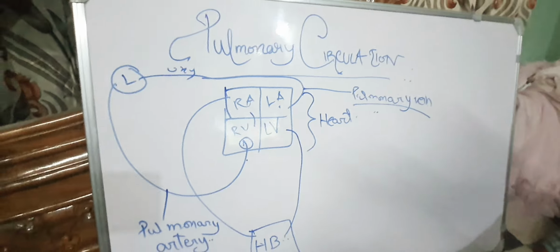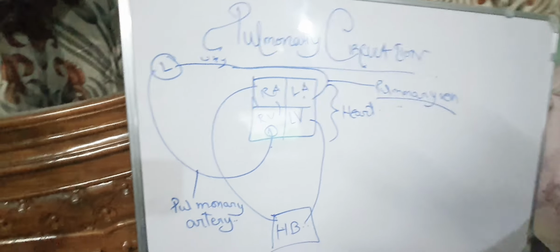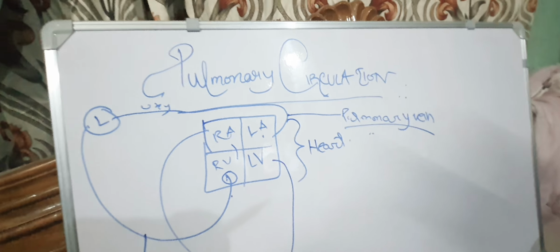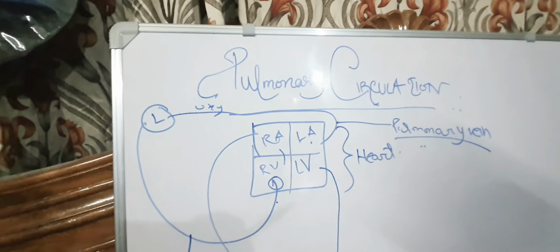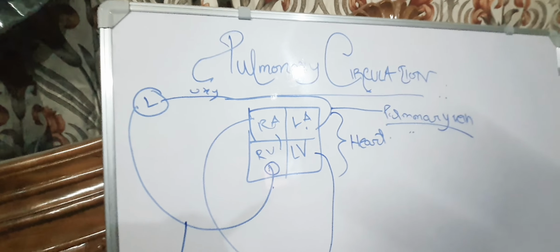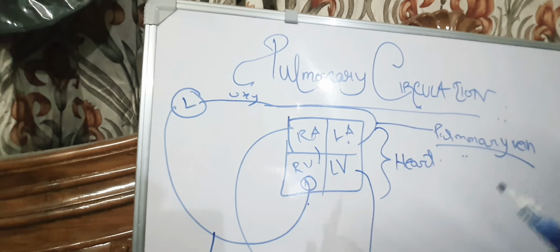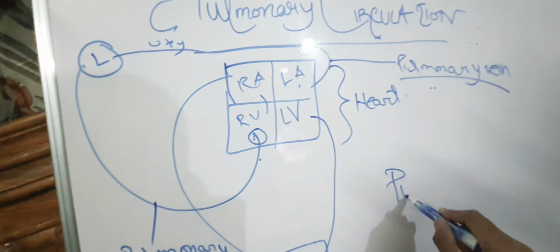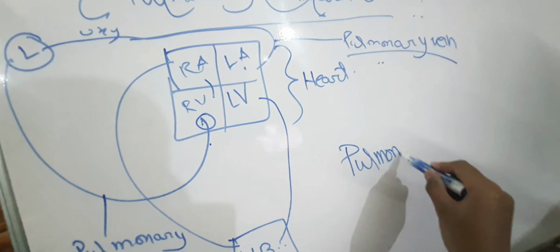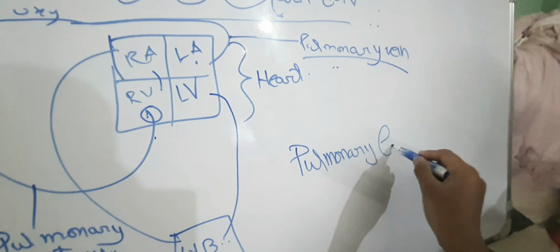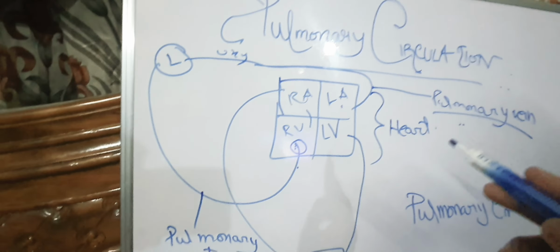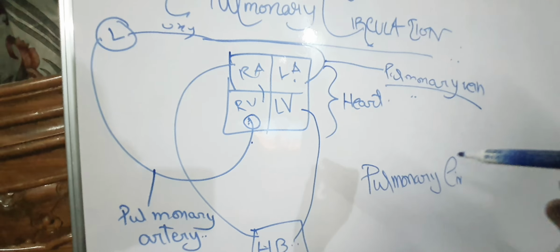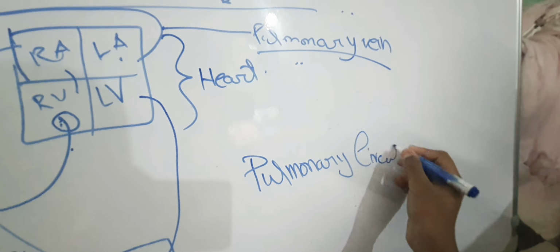I hope you have understood. If you haven't understood, then please see the video again, from the part you haven't understood. Okay, so for the pulmonary circulation you have understood. The circulation of the human body in which the blood is transported from heart to lungs and lungs to heart is called pulmonary circulation.